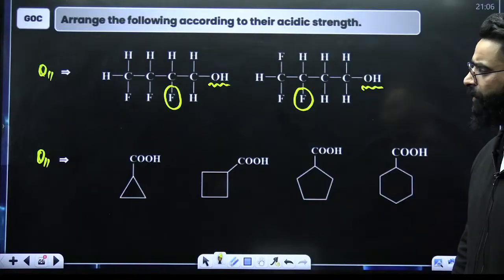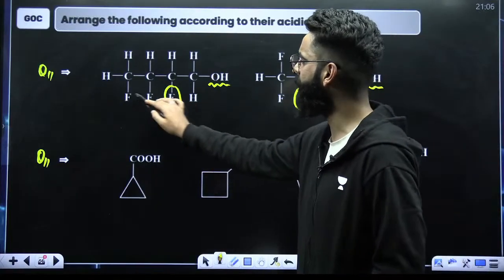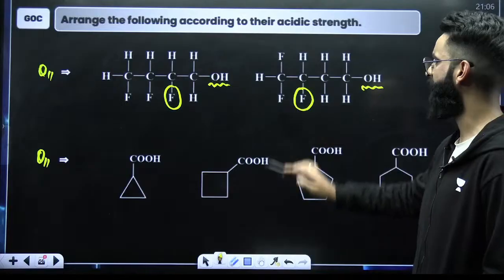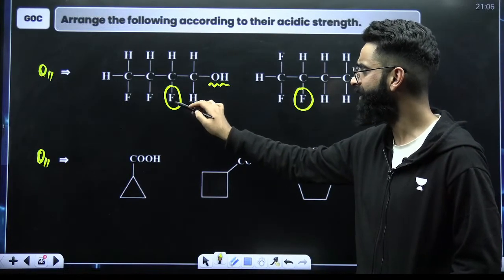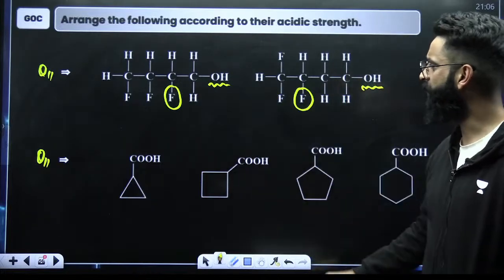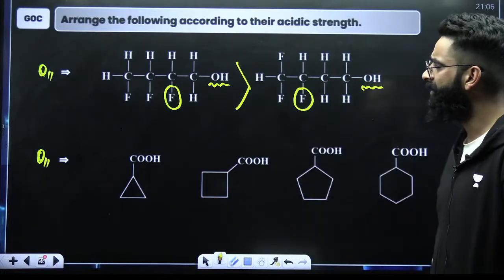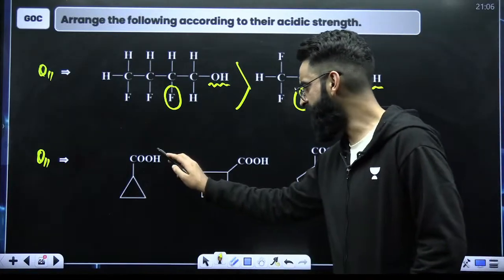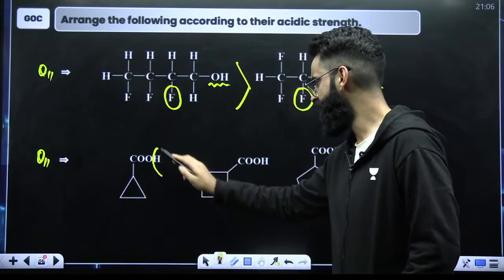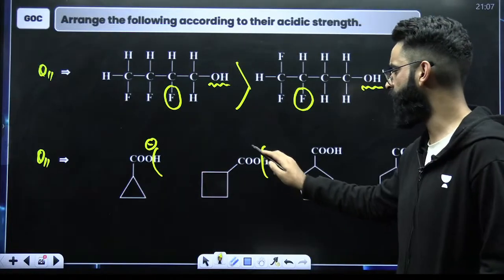So this can be one of the logics. Or you can say there are 3 fluorine atoms attached here, and only 2 fluorine atoms attached there. But this one is the more appropriate reason. Fluorine is closer here, so it will be more withdrawing. I would say A is going to be more acidic than B. Now, if you take H positive out, you will get the conjugate base.